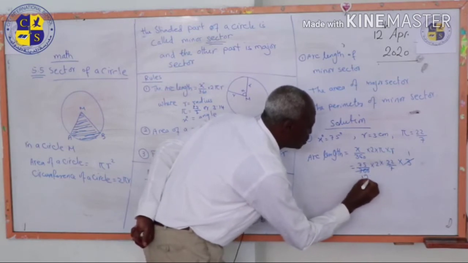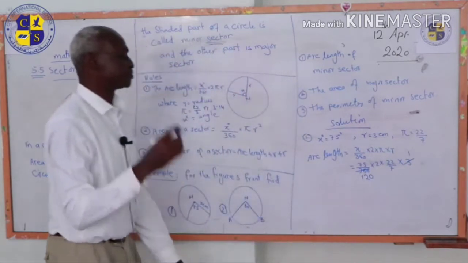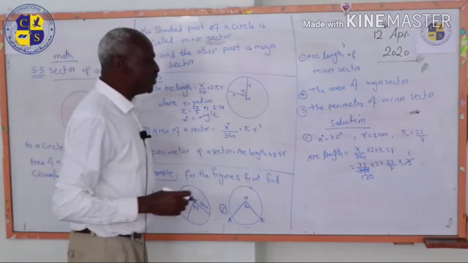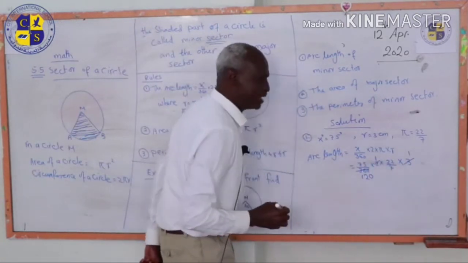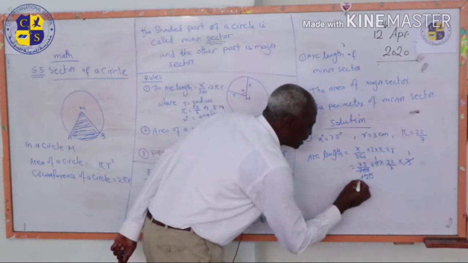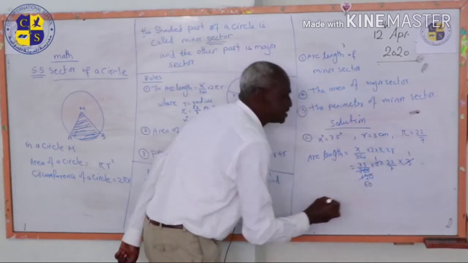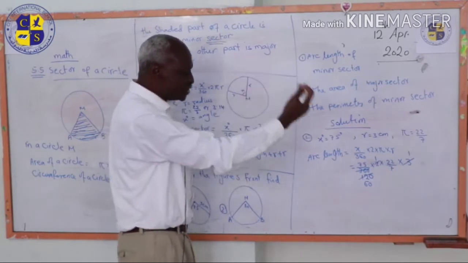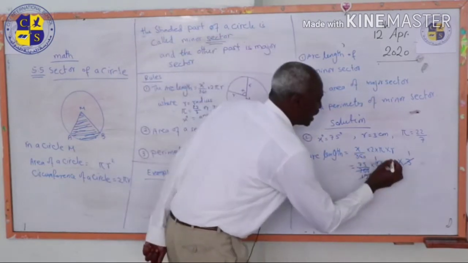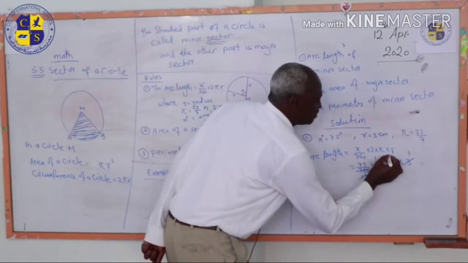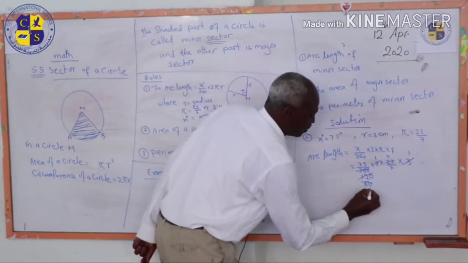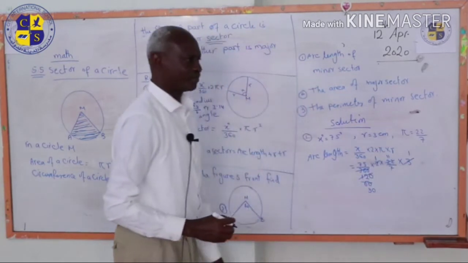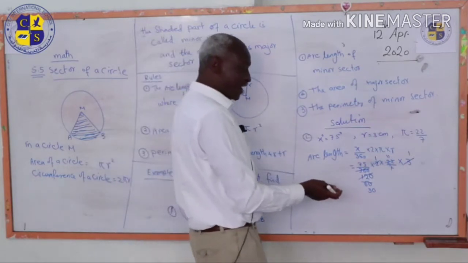Equal 1 is 2, 0. Okay? Again, if you can divide, also you can divide 2 divided by 2 equal 1, and 120 divided by 2 equal what? Equal 60. Also you can divide by what? By 2 again. 22 divided by 2 equal 11, and 60 divided by 2 equal 30. Again, you can divide by 5.